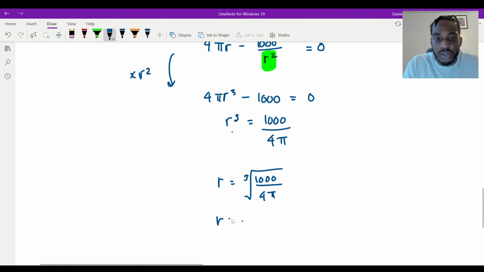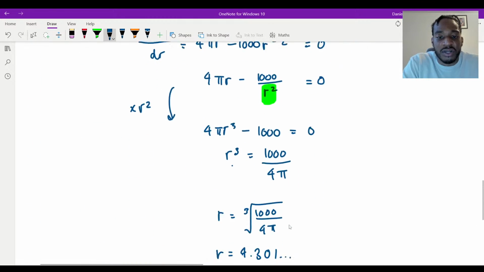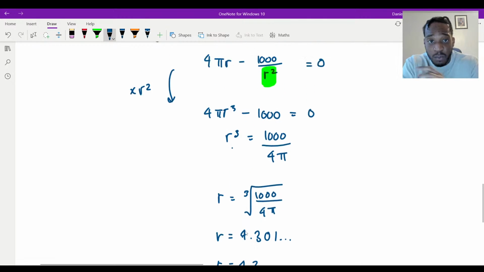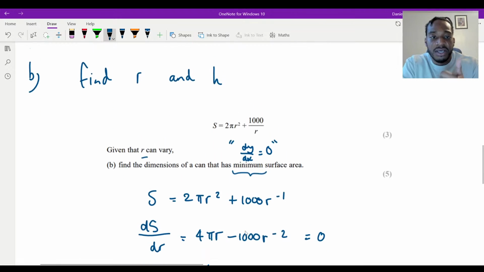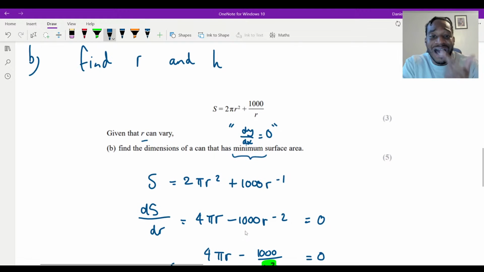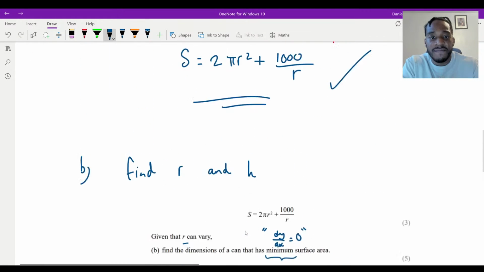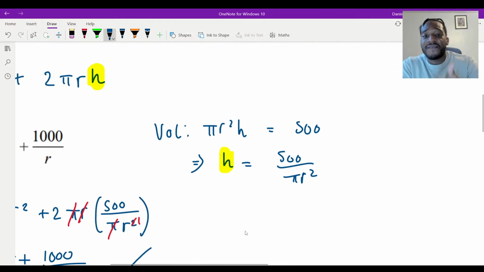So I'm just going to write r is equal to 4.301. They didn't tell us to put it to any degree of accuracy, so I'm just going to write r is equal to 4.3. So now I've got the radius. Now remember, we need the dimensions, which means we need the radius and the height. Remember, from before, we figured out that the height is equal to 500 divided by the area of a circle, pi r squared.